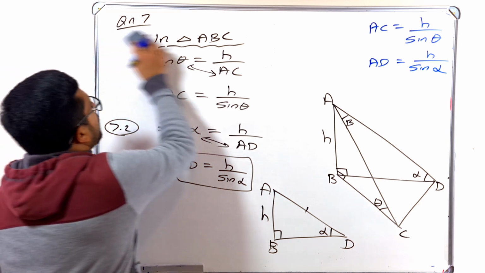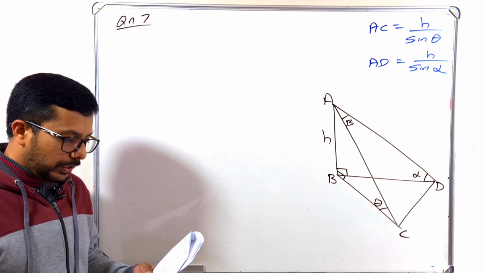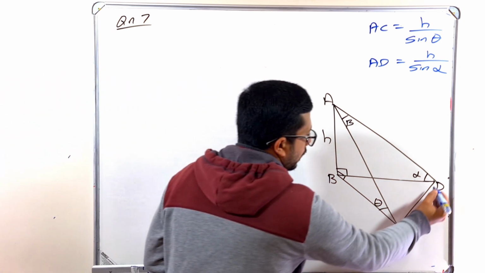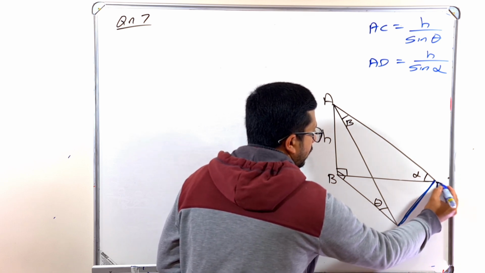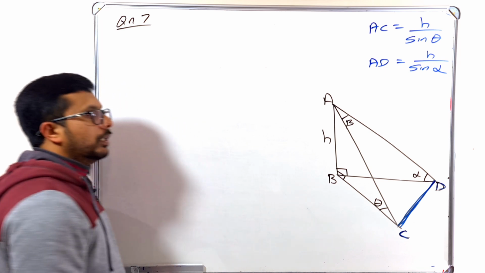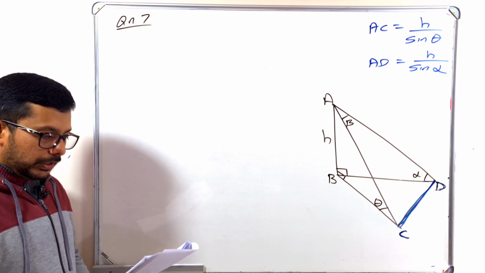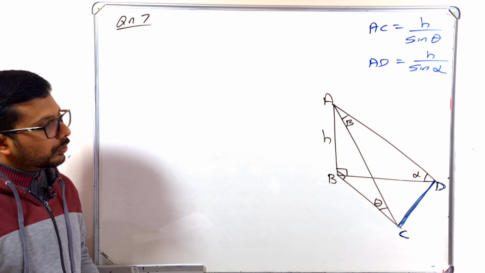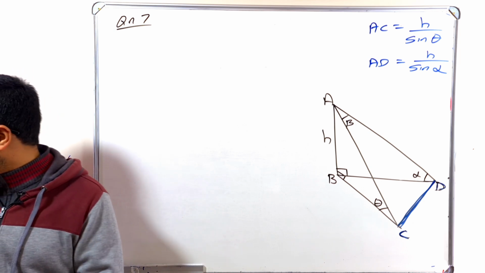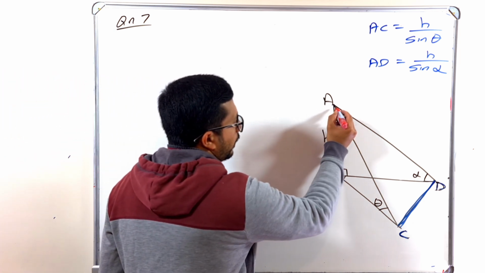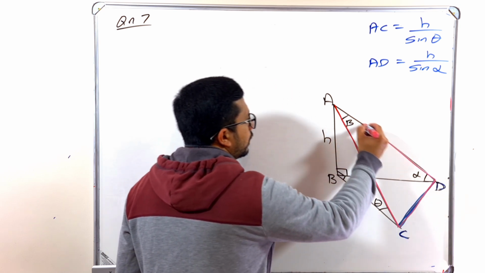Number 7.3. Determine the distance between two cars, which is the length of CD. C and D are the two cars. Determine the distance between the two cars C and D, or the length of CD, in terms of alpha, theta, beta and h. So how can you find the length of CD? Now look at the given information. Look at this triangle A, C, D.